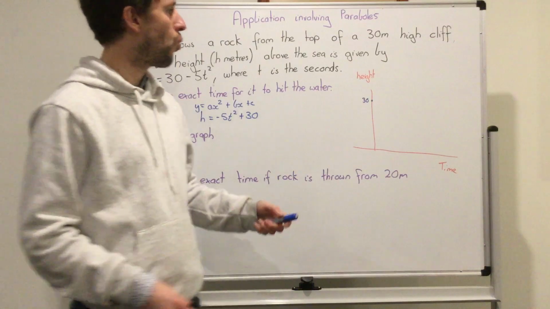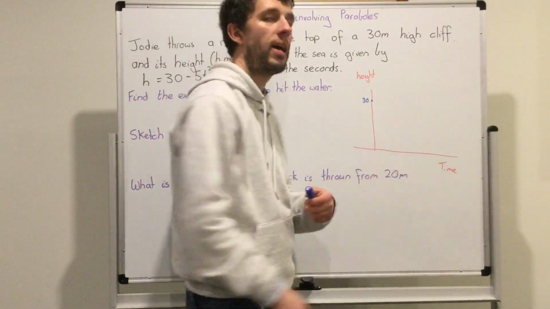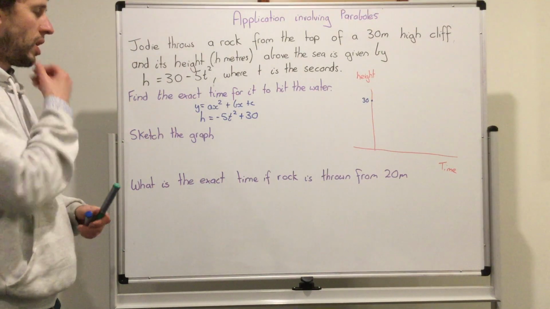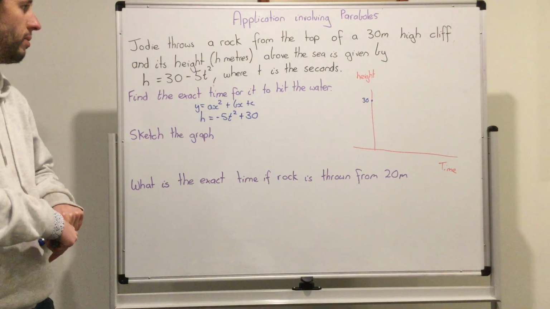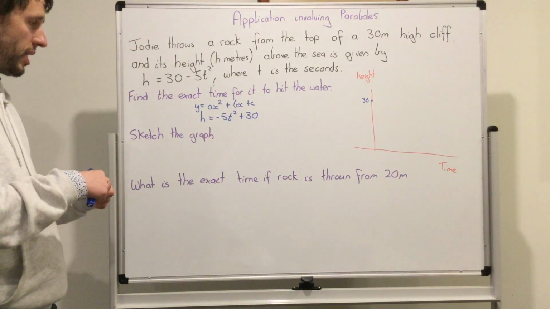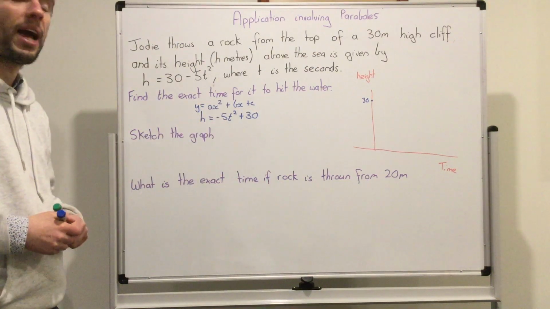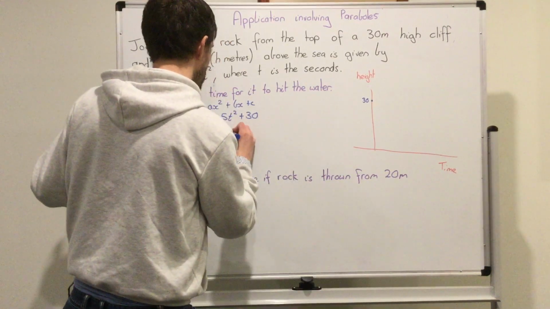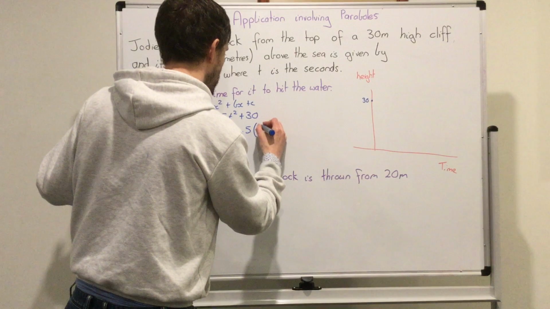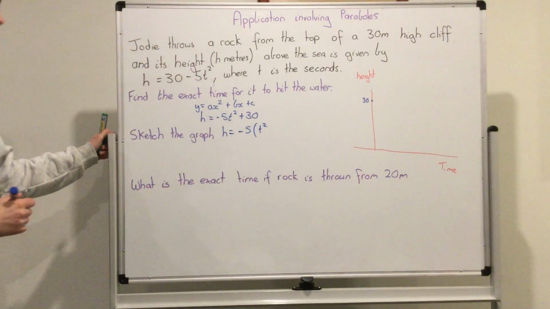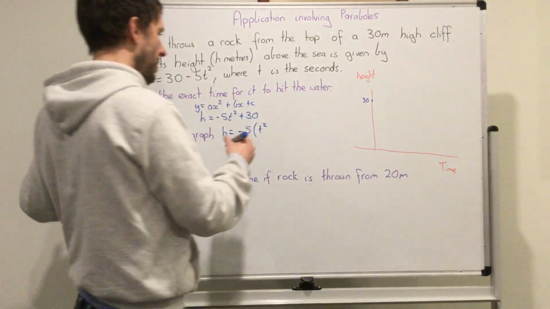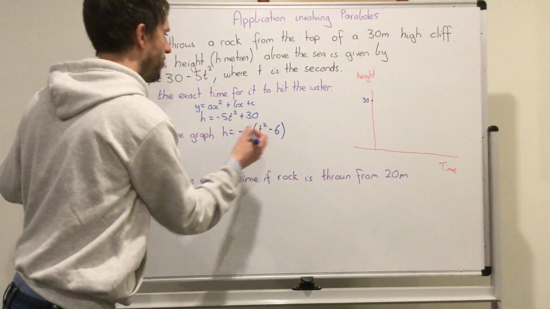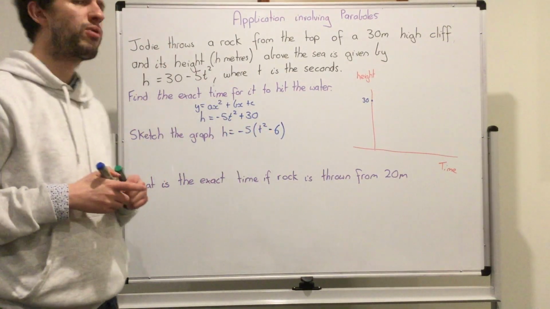Now, if we know anything else about parabolas, we also know that we can factorize, and when we factorize this, we will also find the x-intercepts. So let's have a go at factorizing this. The first thing I'm going to do is take negative 5 out of the bracket. That will give me h equals negative 5 times t squared, and 30 divided by negative 5 is negative 6.